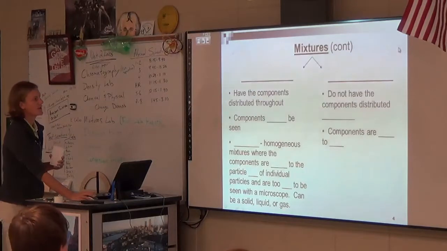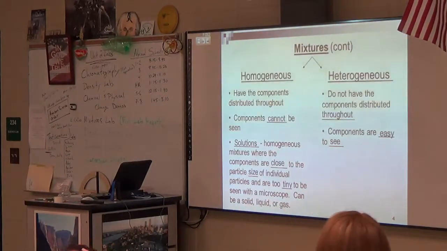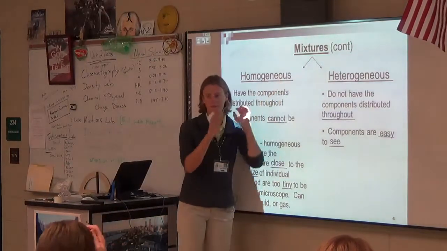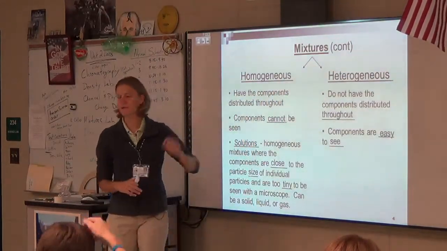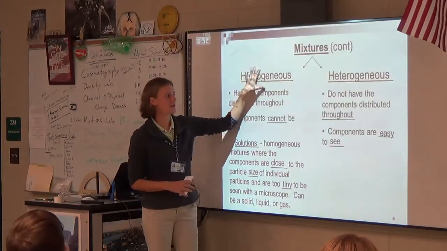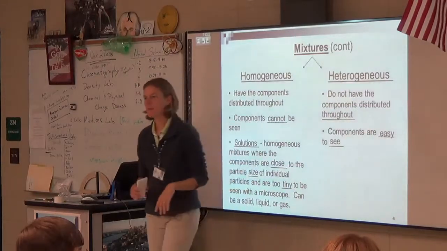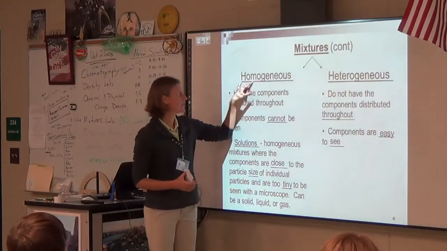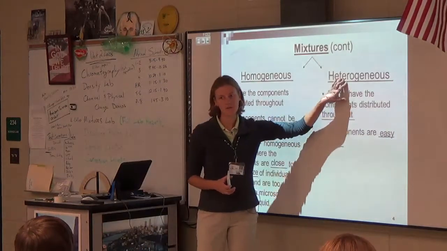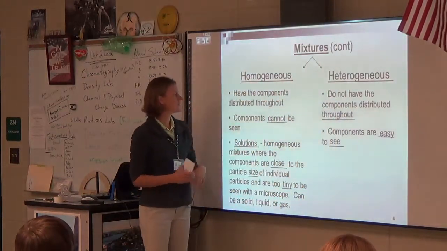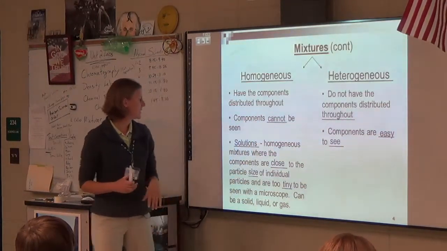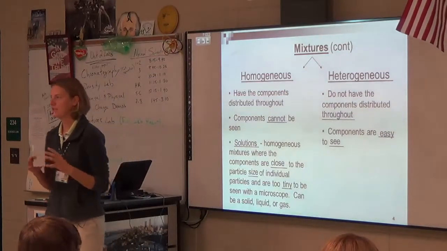I'll show you a picture of that in a little bit. Okay, so mixtures can be separated into two types. Just like pure substances could be separated into elements and compounds, mixtures can be separated into homogeneous and heterogeneous mixtures. And you should know what these prefixes mean. It's good vocabulary. Homo means same, hetero means different. So a homogeneous mixture is the same throughout, and the components cannot be seen. So it looks like a smooth, evenly consistent mixture.